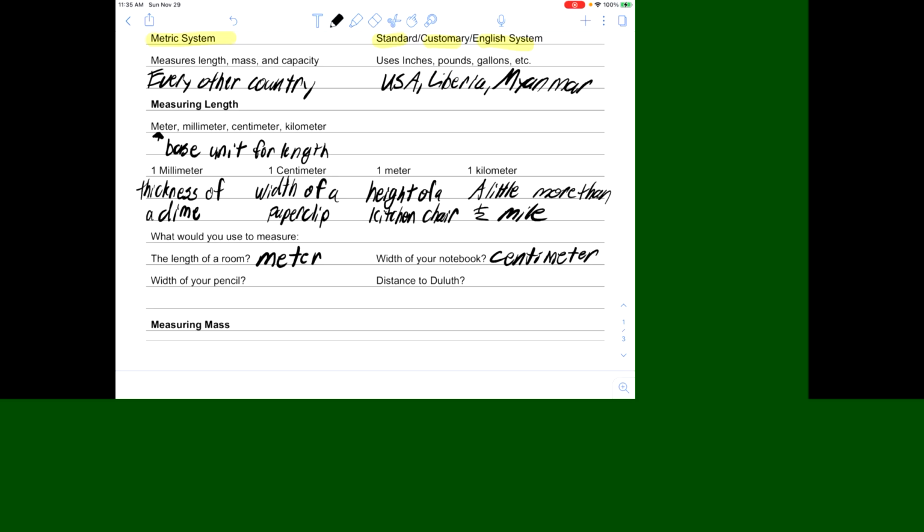For the width of my pencil, now this isn't how long, this is how wide. So if I hold my pencil in my fingers, the distance between my fingers, well, that to me makes the most sense to measure in the thickness of a dime, in millimeters. We want something really small. And then if I was going to think about the distance from my house to Duluth, which is pretty far away from my house, I want something really big, so something closer to miles. So for the metric system, that would be kilometers. Okay? That is the first type of problem that we want to solve.